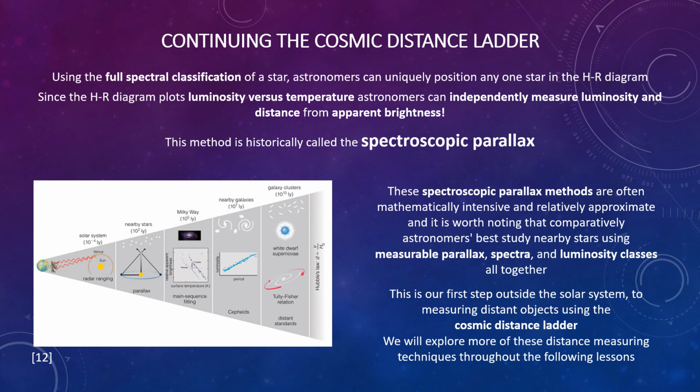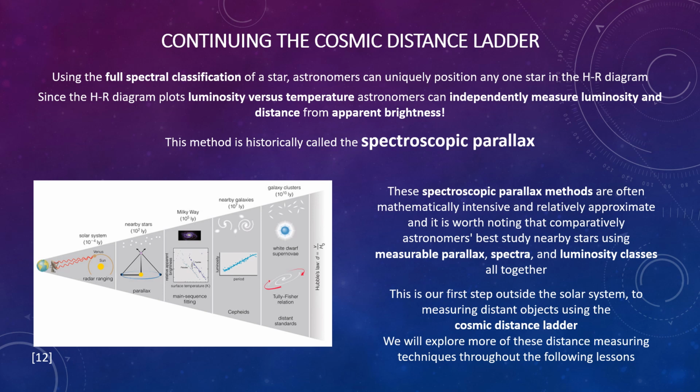These spectroscopic parallax methods are often mathematically intensive and relatively approximate. And it is worth noting that astronomers best study nearby stars using measurable parallax, spectra, and luminosity classes altogether. You don't just use one method to determine the distance, you use as many as you can to give you your best estimate. And this is what we call our first step in measuring distances in the cosmic distance ladder. We will explore more of these distance measuring techniques in following lessons.